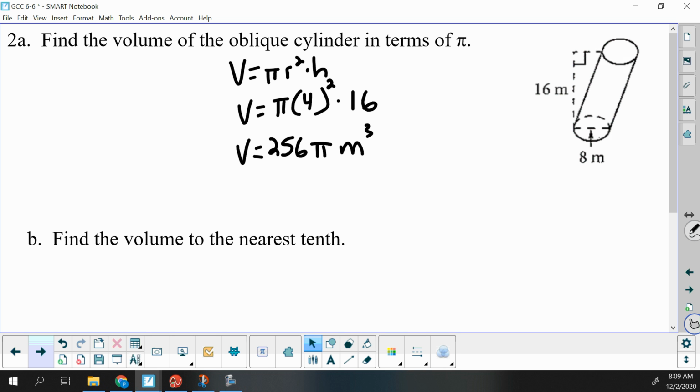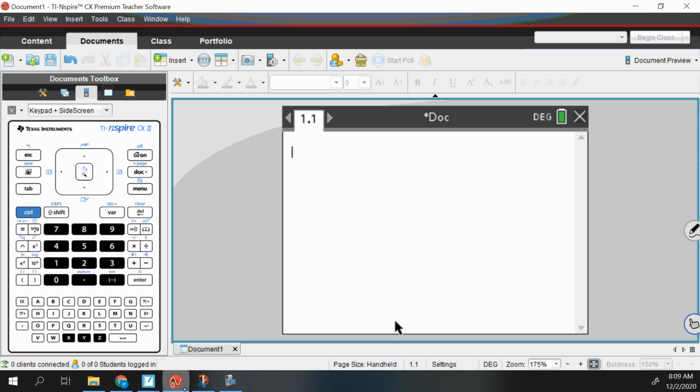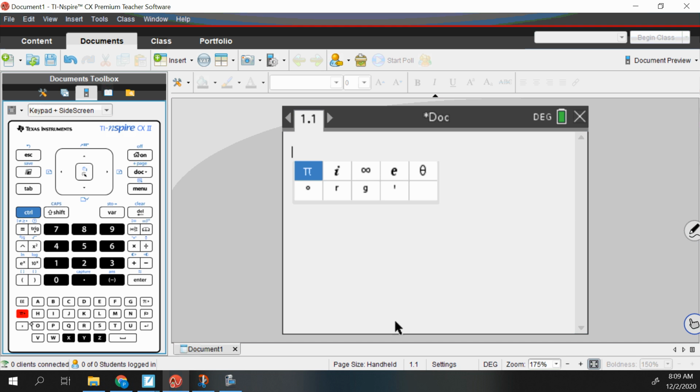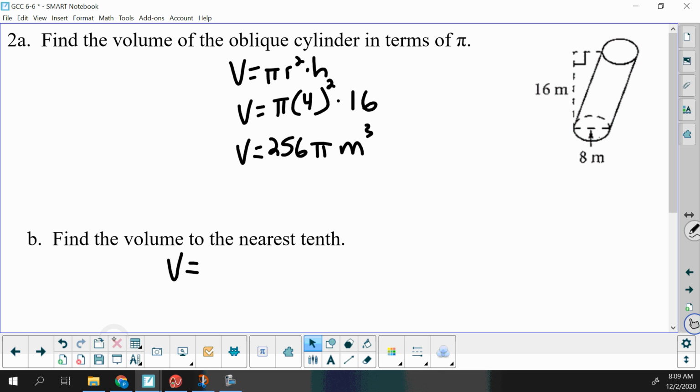Now to find it to the nearest tenth, all you're going to do is you're going to put that in the calculator with the pi. So as a reminder, pi button is down here on the left. So when you go to put that in, you'll use that. And we'll give you a moment to see if you can put the 256 pi in and then round it to the nearest tenth.